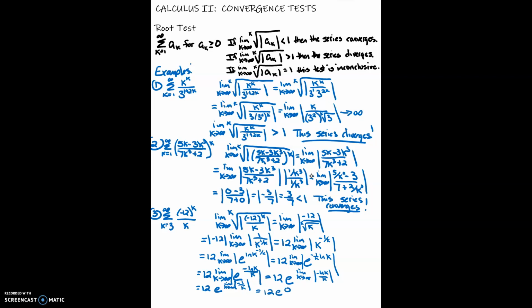Check this out. That gives me 12e to the 0. And 12e to the 0 is just 12 times 1, which is 12. And we recognize that that is greater than 1. Greater than 1 for that limit means the series diverges.